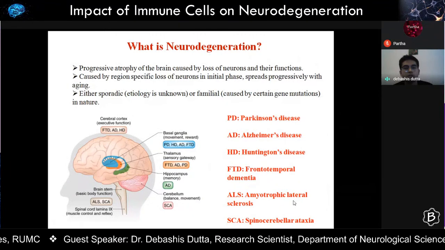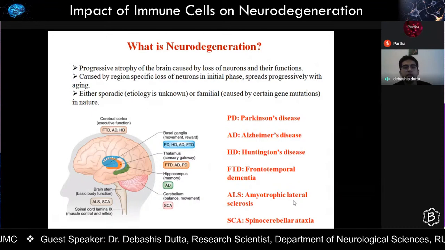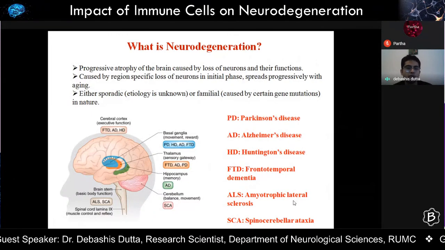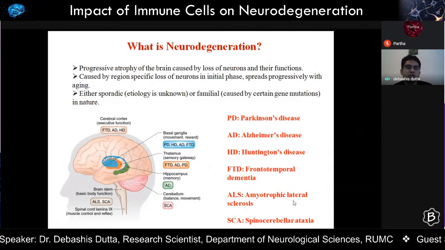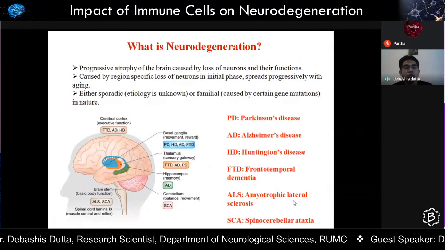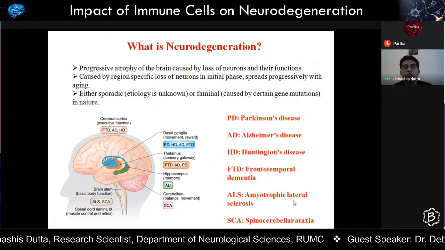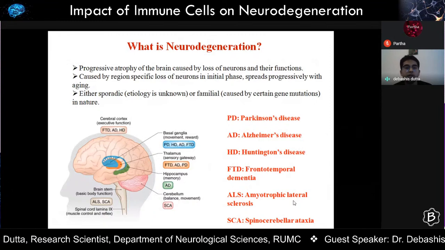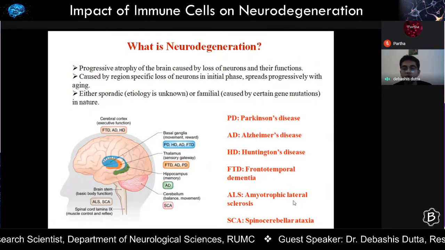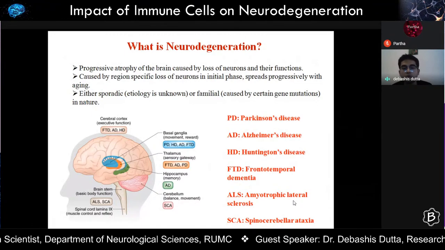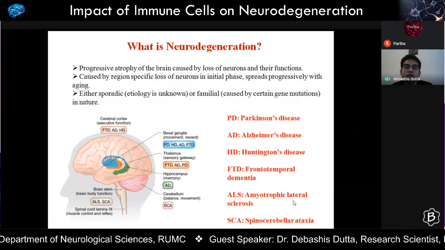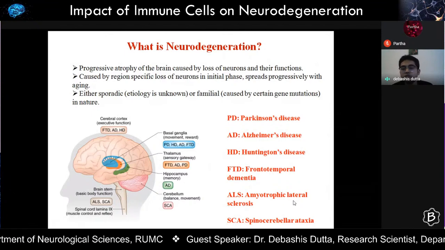diseases. Like in the case of PD, mainly the basal ganglia, the brainstem, and the olfactory lobes are the affected regions, and it is mainly caused by the loss of substantia nigra dopaminergic neurons. In the case of Alzheimer's disease, we have a loss of function of the hippocampus and the cortex. In spinocerebellar ataxia, the cerebellum and part of the spinal cord are lost, or the function of those portions is lost, causing balance problems and movement problems. So these cumulatively make a list of the neurodegenerative diseases.